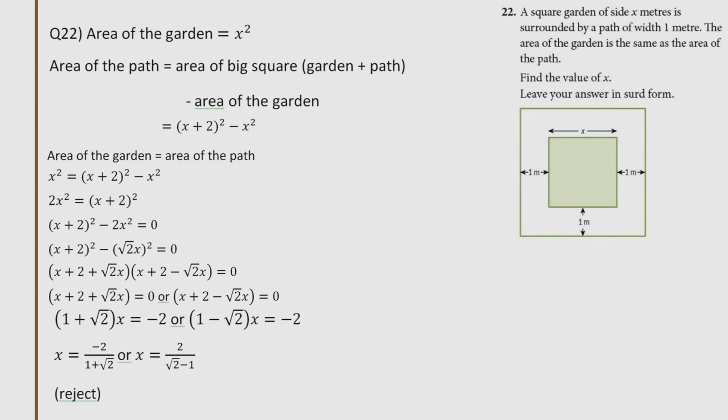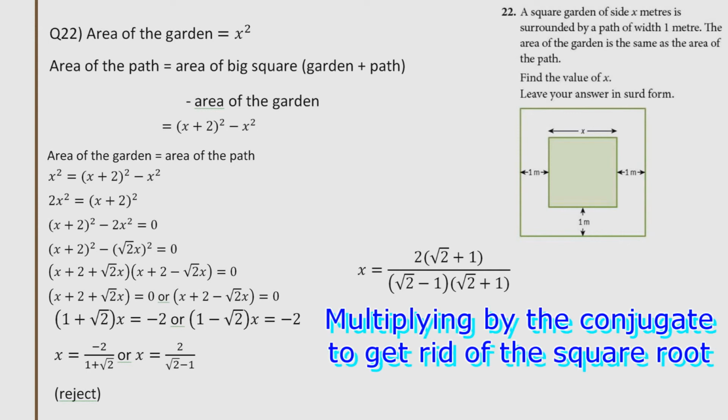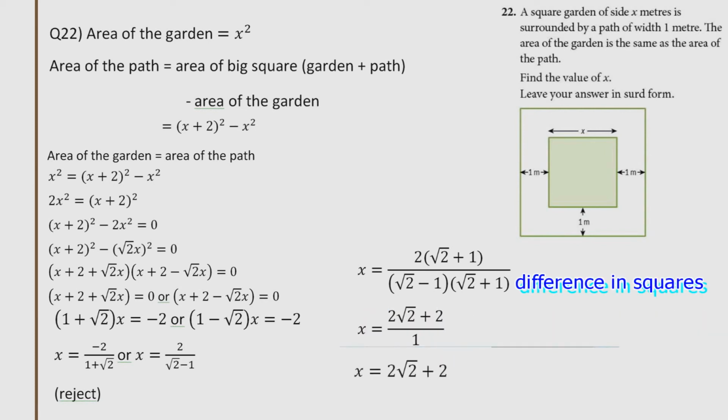But it is a surd in the denominator. We don't want surds in the denominator. So we are just going to multiply numerator and denominator by square root 2 plus 1, so that the denominator now becomes 1. And in conclusion, finally, x is equal to 2 square root 2 plus 2. This value of x will make it such that the area of the garden is equal to the area of the path.